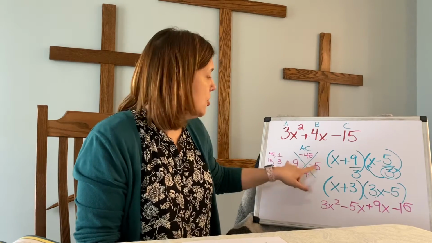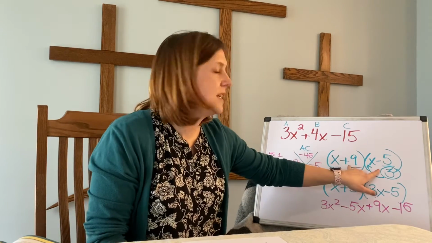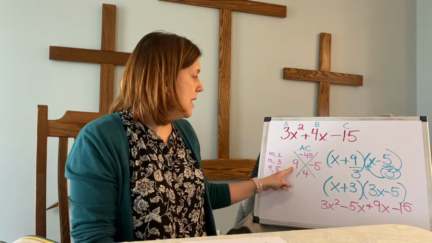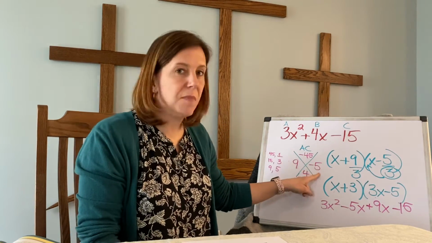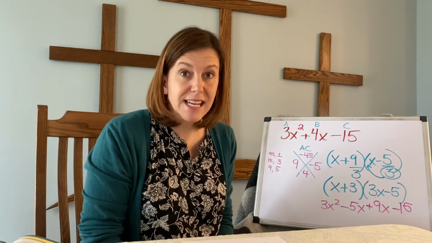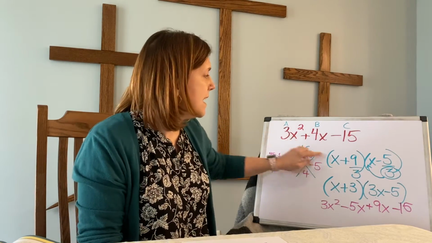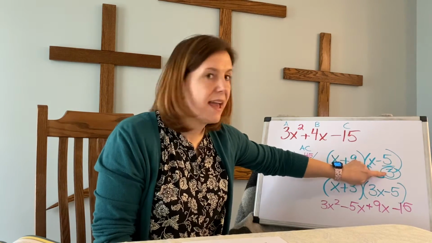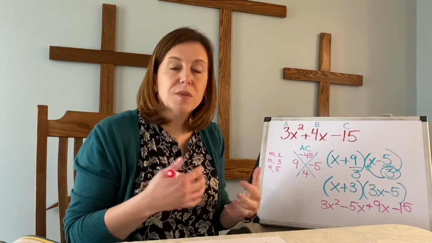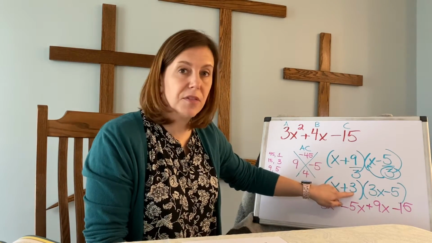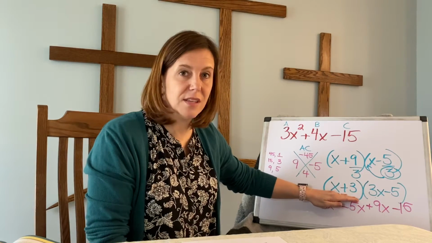Step 4, use these two sides to translate to my two binomials, taking my signs with it. X plus 9 times x minus 5. Step 5 is divide. I take that A and I divide my number by A. Then I'm going to reduce and simplify as much as possible here. 9 divided by 3 gives me 3. That means this binomial is done.